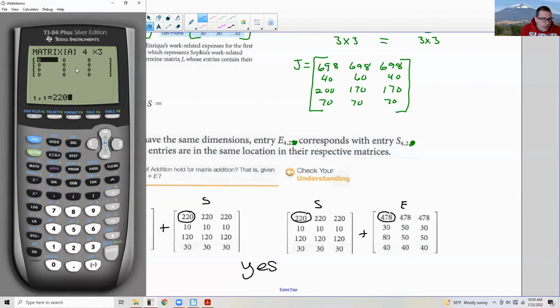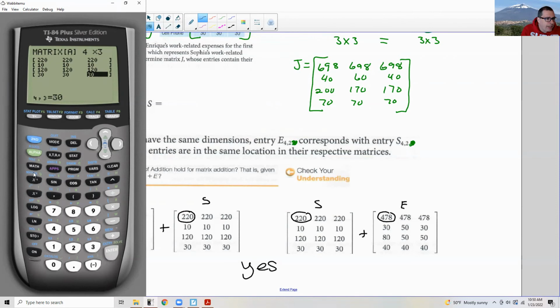Okay, and then I want to enter 220 in each one. So 220, enter, and 220, enter. And then the next row is 10, 10, 10, and this is how you enter it in your calculator. And then we want 120, 120, 120, and the last row is 30. Okay, so there's matrix A. We're done entering matrix A.